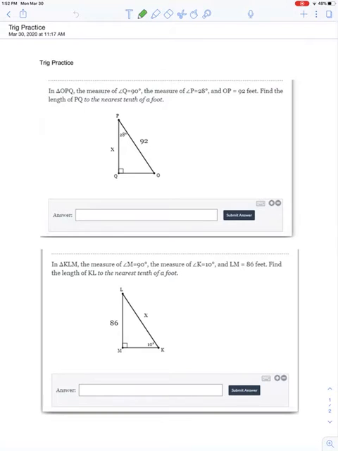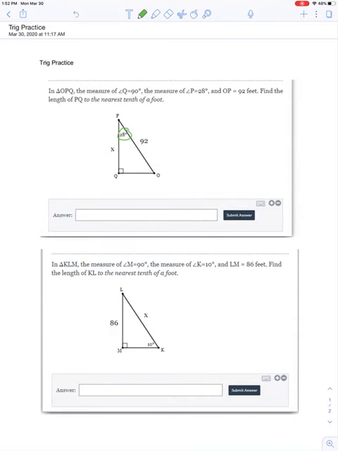In triangle OPQ, the measure of angle Q is 90 degrees, the measure of angle P is 28 degrees, and OP, line segment, is 92 feet. Find the length of PQ to the nearest tenth of a foot. Okay, so let's look here.